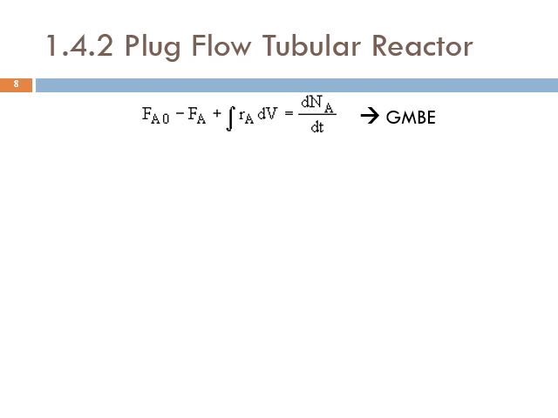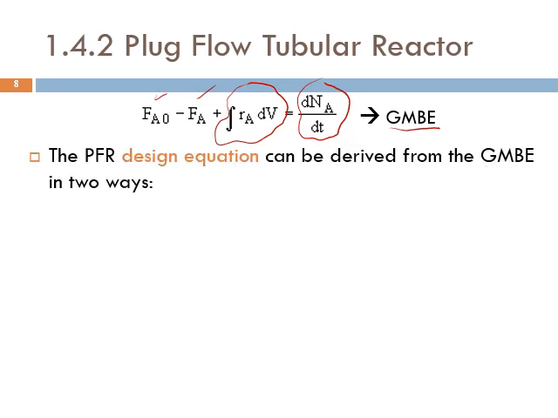Okay, let's go to the plug flow reactor design equation. Let's start with the general mole balance equation: input minus output plus generation equals accumulation within the whole reactor. So let's have our reactor and we do the design. We apply this equation on our reactor.